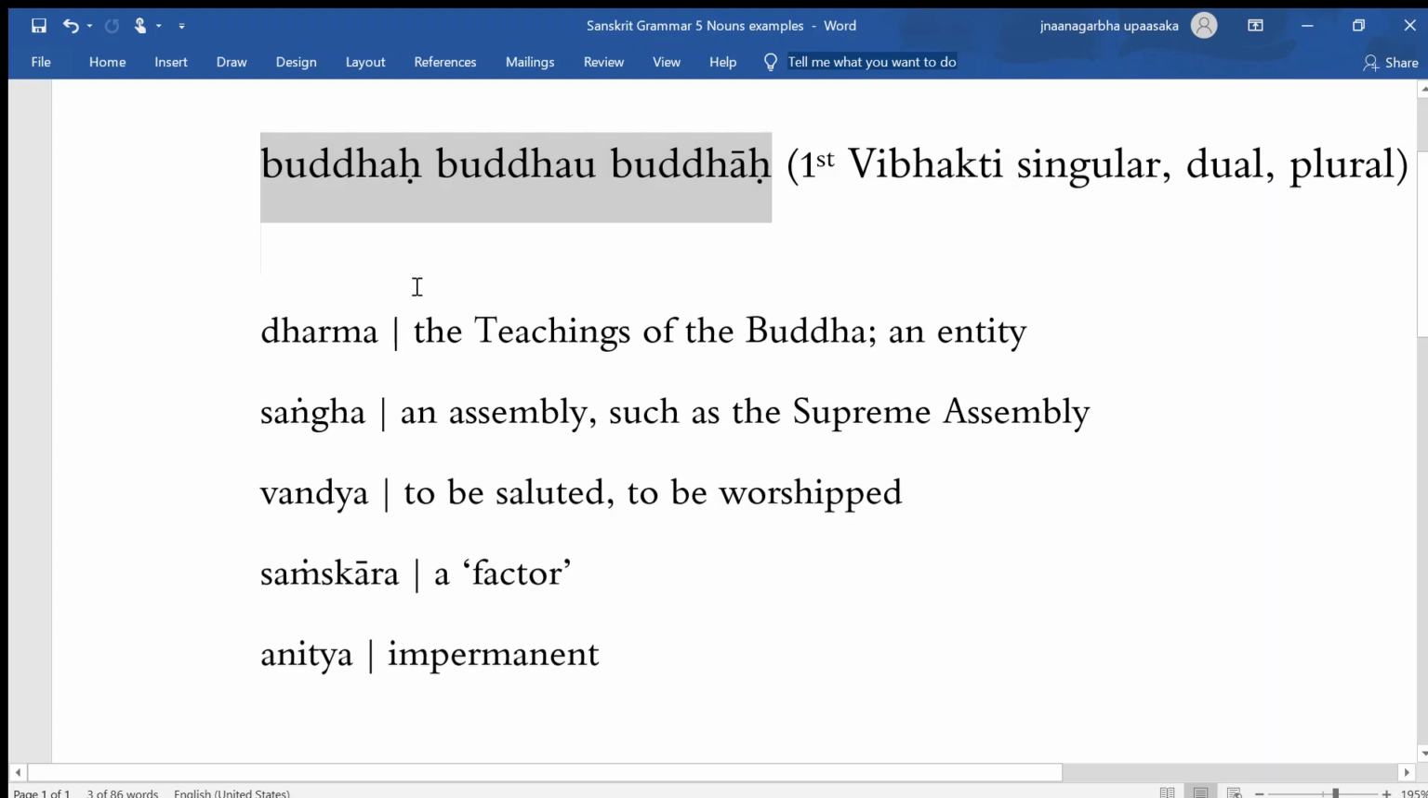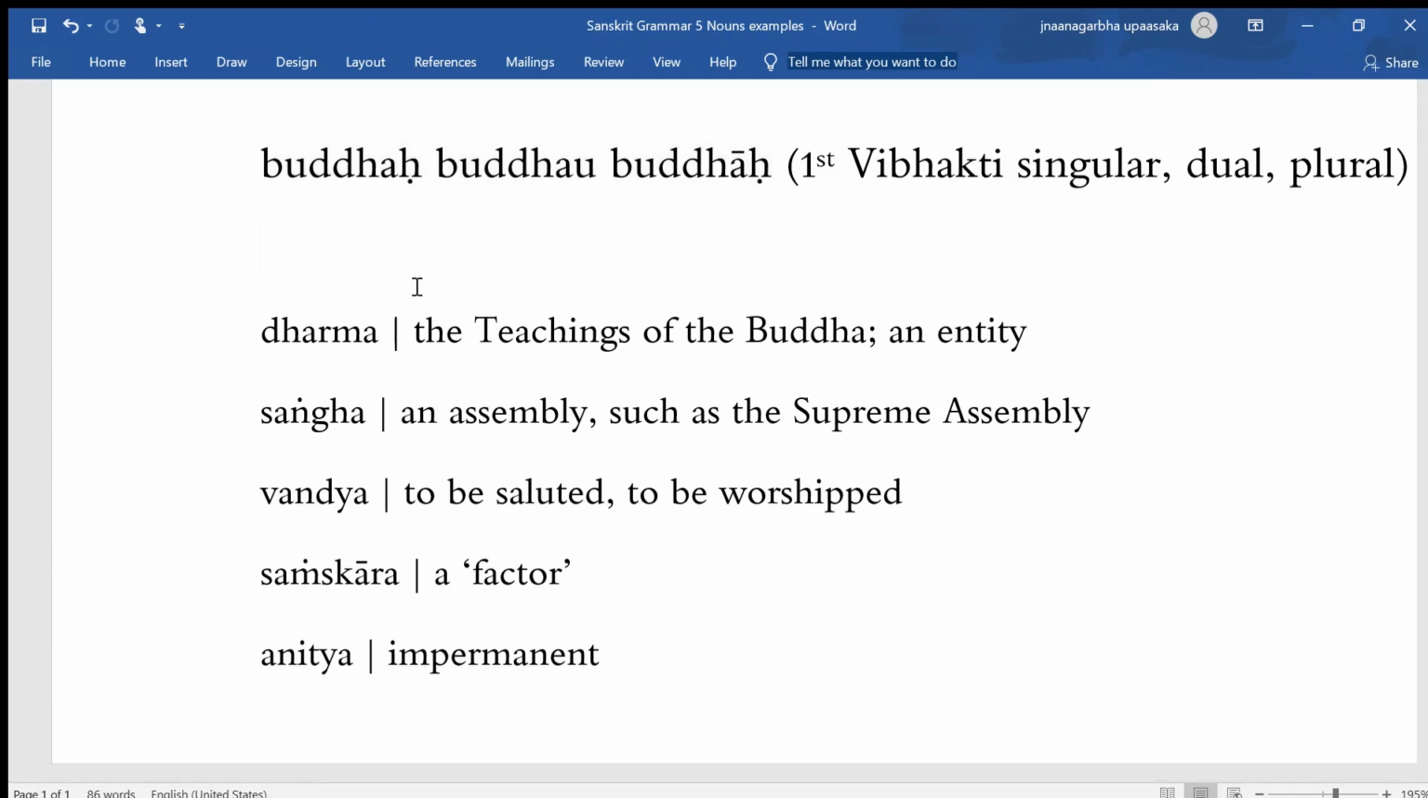I will use 5 other nouns whose first Vibhakti is identical to buddhaḥ, buddhau, buddhāḥ. So, in the case of dharma, it will be dharmaḥ, dharmau, dharmāḥ. In the case of saṅgha, saṅghaḥ, saṅghau, saṅghāḥ. Vandyaḥ, vandyau, vandyāḥ. Saṁskāraḥ, saṁskārau, saṁskārāḥ. Anityaḥ, anityau, anityāḥ.